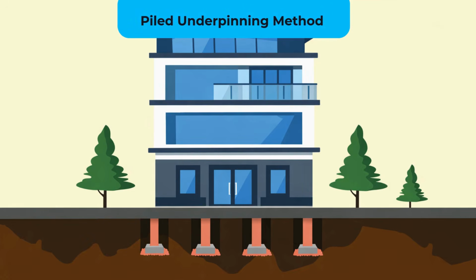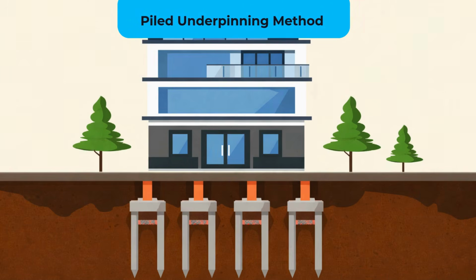Piled underpinning method. This is one of the most widely used modern techniques. Here, many piles are drilled or driven deep into the ground until they reach a strong substratum, often deeper than 5 meters. The piles then carry the building load safely to that stable layer.